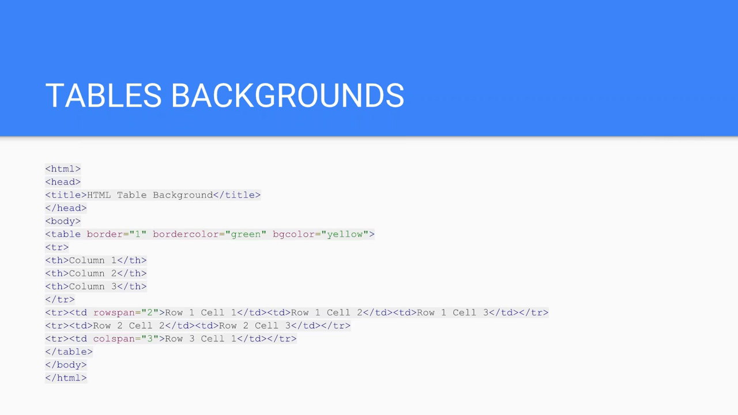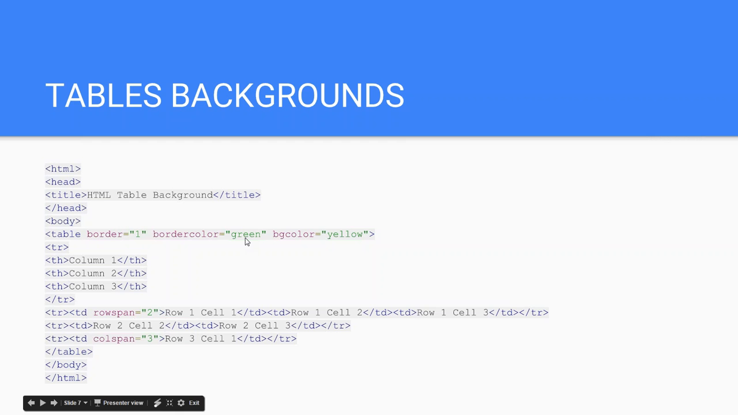Here in this example, we are using the same code that we used for a previous example, but in the table opening tag we are adding 2 more attributes. There is border 1, which is common. We already used this border attribute in the previous example, but we are adding a border color here, that is green, and background color is yellow.